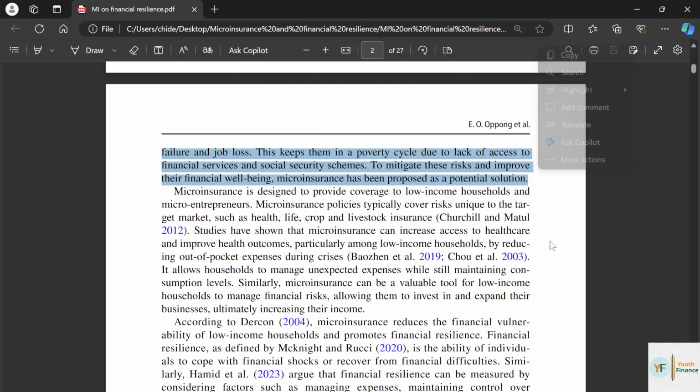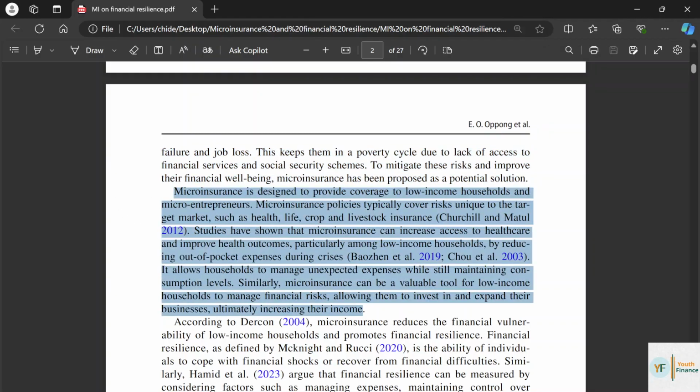So how do we know that microinsurance can help in fighting against economic shocks faced by workers in the informal sector? So we are here. Microinsurance provides coverage to low-income households. Microinsurance policies cover health, life, crop, and livestock risk insurance. Studies have shown that microinsurance can increase access to health care and improve health outcomes, particularly among low-income households. It allows households to manage unexpected expenses while still maintaining consumption levels. Microinsurance is a valuable tool for low-income households to manage financial risk, allowing them to invest in and expand their businesses, ultimately increasing their income.